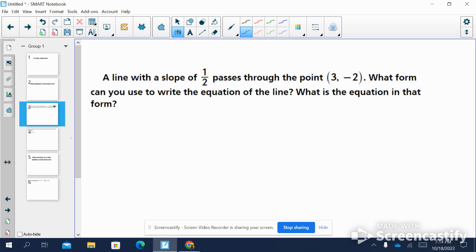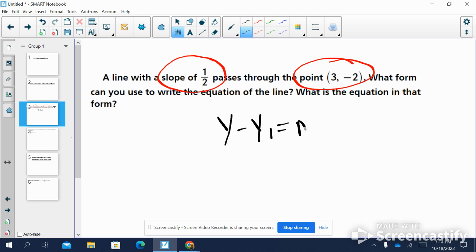First, a line with a slope of 1/2 passes through the point 3, -2. What form can you use to write the equation of the line? All right, let's talk about that for a second. If we're given the slope and we're given a point, then it makes sense to use point slope form. Point slope form is y minus y1 equals m, parenthesis, x minus x1, where the m is the slope and the y1 and the x1 are the point.